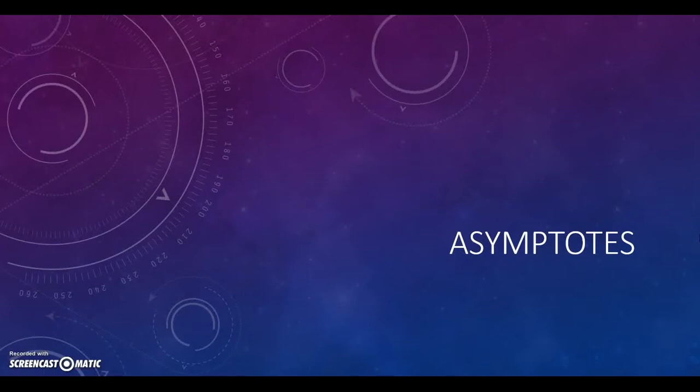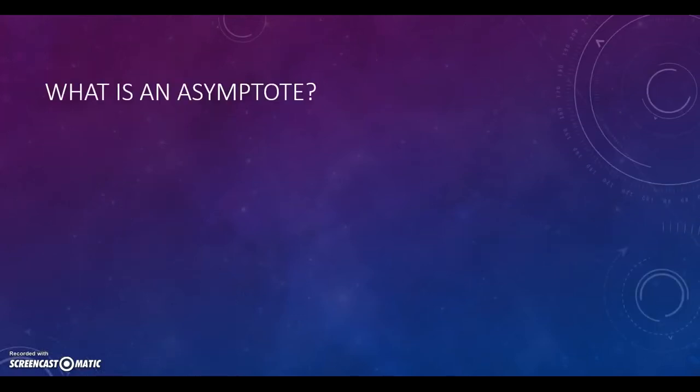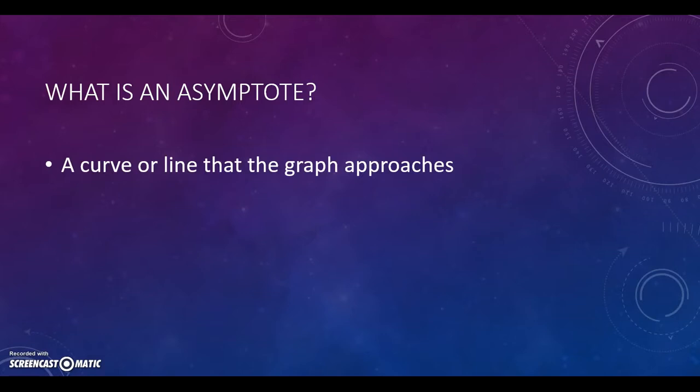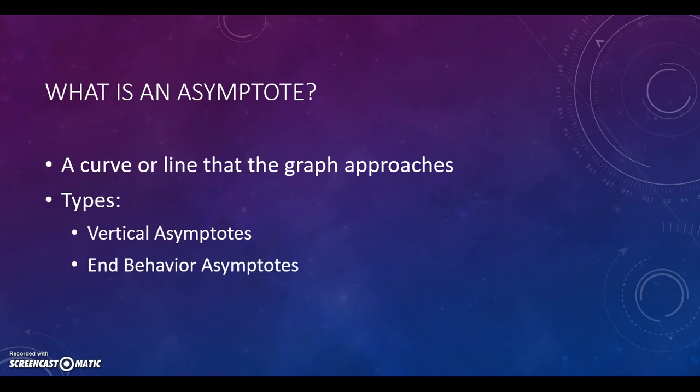Now we will be looking at asymptotes. What is an asymptote? An asymptote is a curve or line that the graph approaches. There are two types of asymptotes: vertical asymptotes and end-behavior asymptotes. The end-behavior asymptotes we will be discussing are horizontal and oblique asymptotes.